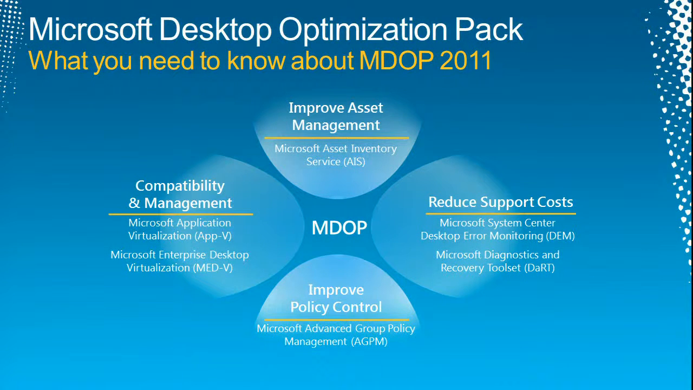And as I mentioned, MBAM will be part of the Desktop Optimization Pack, or as we call it, MDOP. MDOP has 6 products in it today. Things from application virtualization, or Microsoft Enterprise Desktop Virtualization, that helps you virtualize a Windows XP instance and run it underneath the covers of Windows 7. We've got an asset inventory service that helps you inventory machines. We have desktop error monitoring. Some of you are probably familiar also with DART, or the Diagnostic and Recovery Toolset. It helps you repair machines that are no longer bootable.